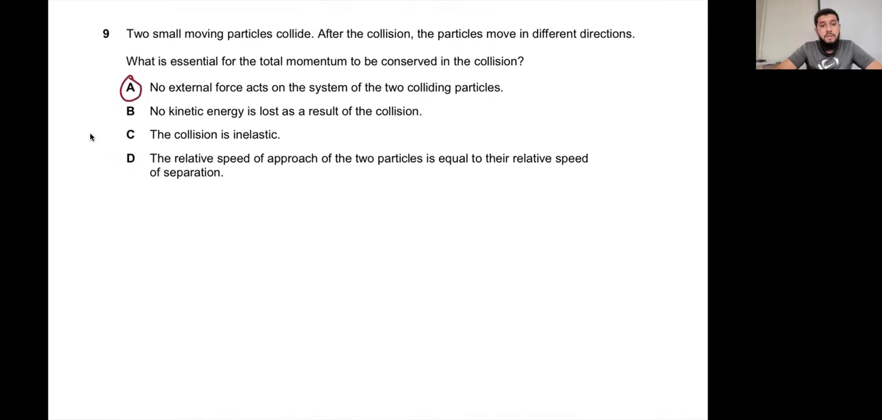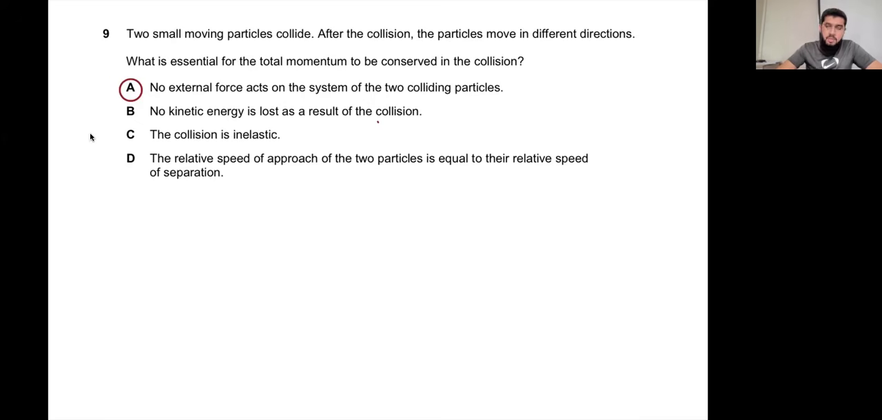Yes, that is necessary. No kinetic energy is lost. That only happens in case of elastic collision. The collision is inelastic, not necessary. The relative speed of approach of the two particles is equal to the relative speed of separation. No, that is not a requirement.